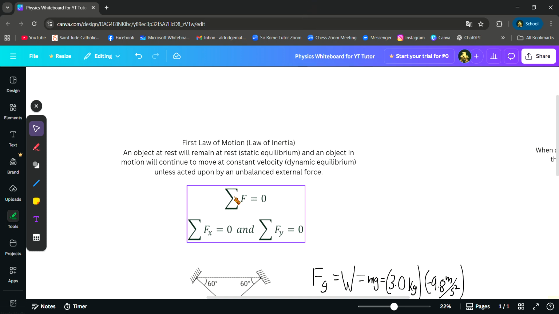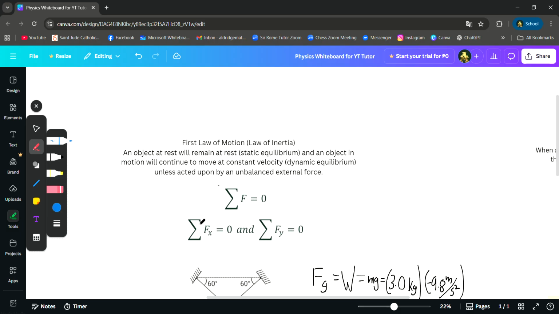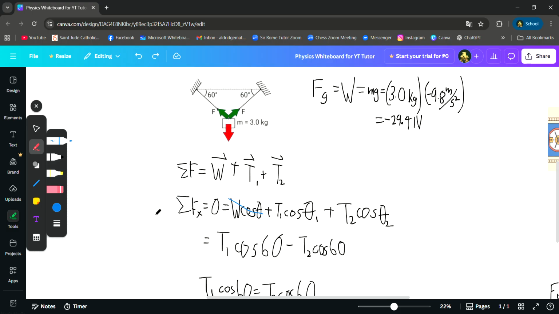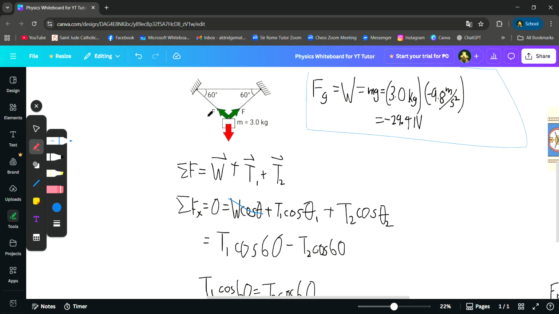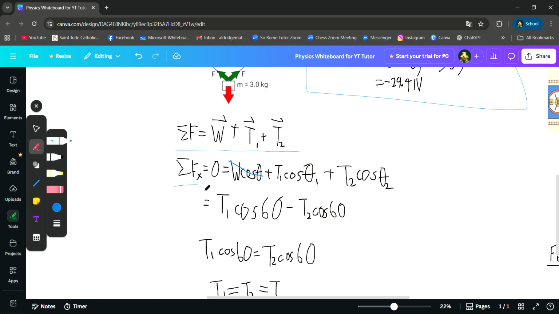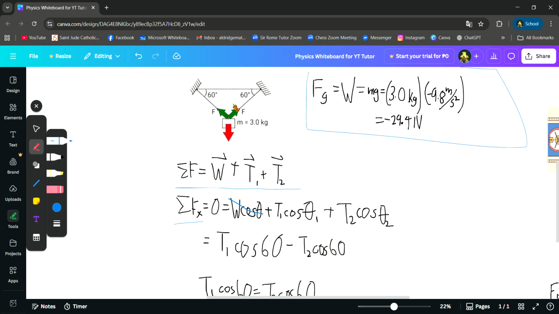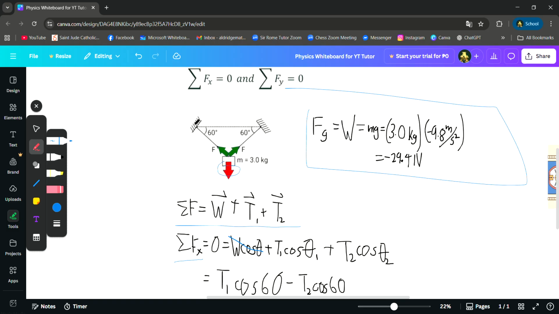Mathematically, you can write it as summation of all forces equals 0. Same with the components. So here, there's a solution. We'll put this at the side, just remember that. So summation of forces is this. So we're using x. So weight times cosine theta, that's for weight, plus T1 cosine theta 1 plus T2 cosine theta 2. The weight term is cancelled because there is no x component for the weight.